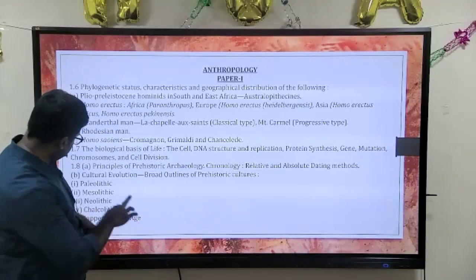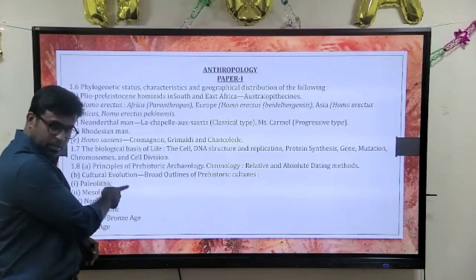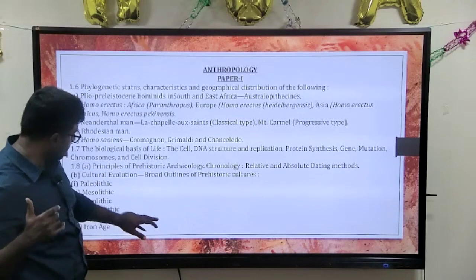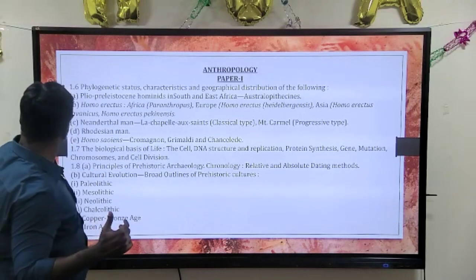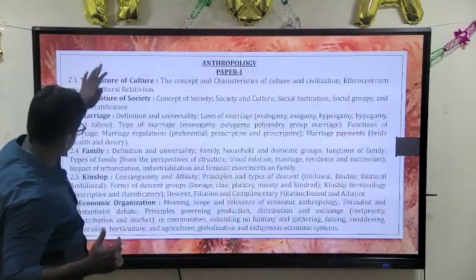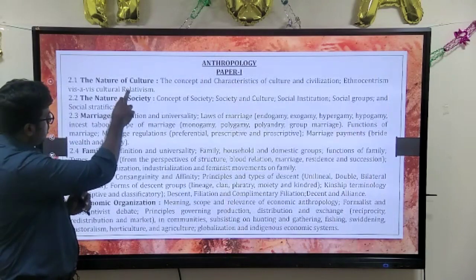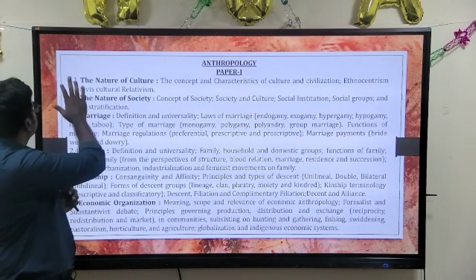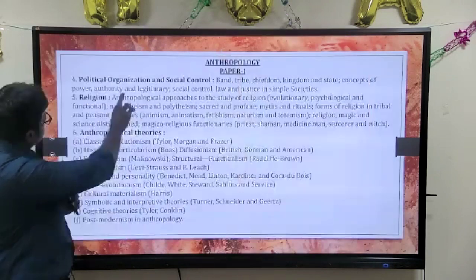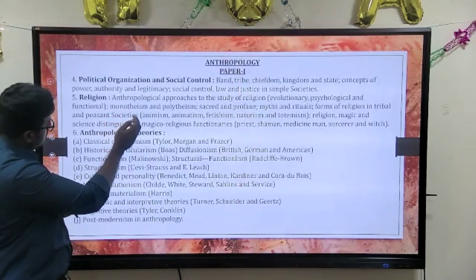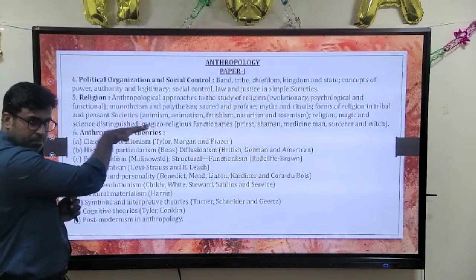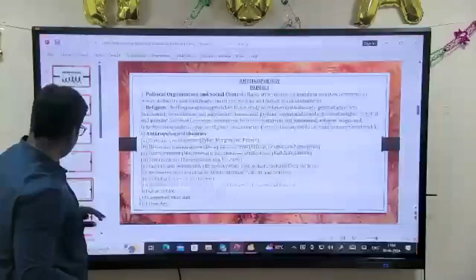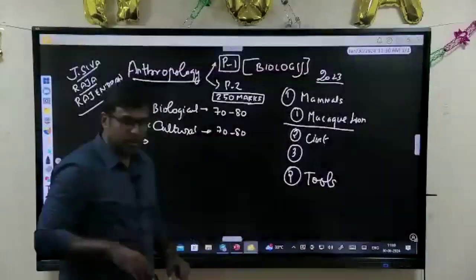The next is cultural anthropology. So from here, look at it: culture, society, marriage, family, kinship, economic organization, political organization, religion. All of this forms part of what is called cultural anthropology. Okay?